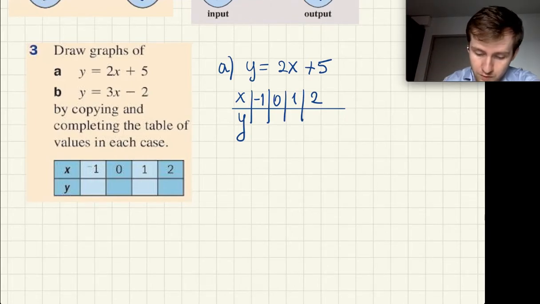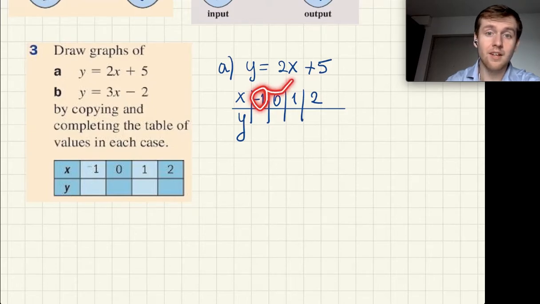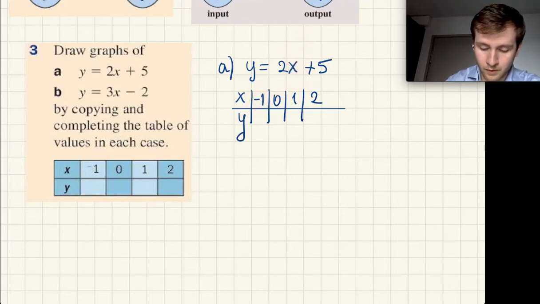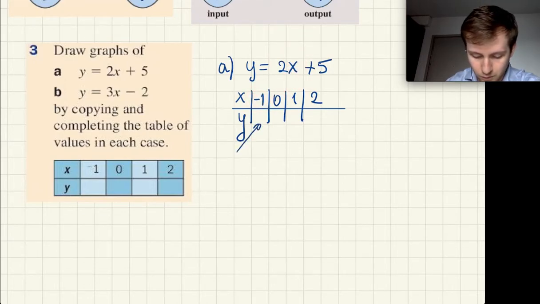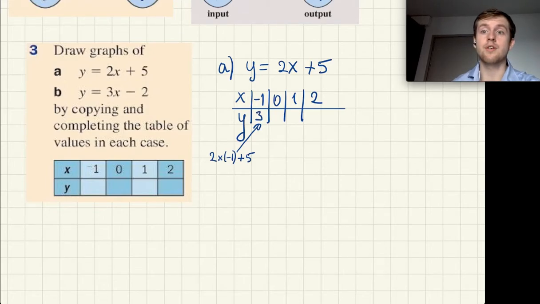Okay, so we take x equals -1. We take this -1 and put it into this equation. So instead of x, we will get -1 here. And then y is going to be 2 times -1 plus 5. So that's -2 plus 5, which gives us actually 3.